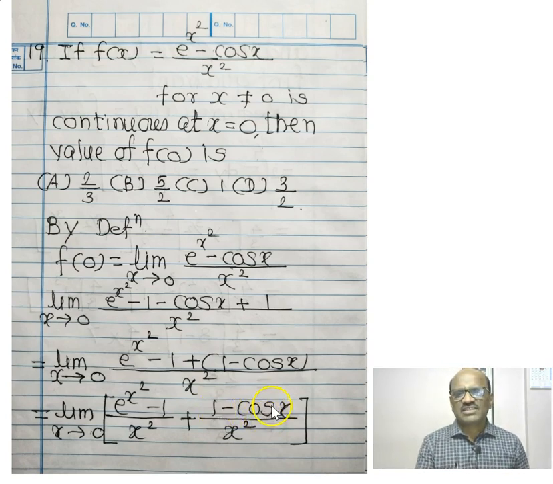Now to solve this limit, multiply the numerator and denominator by 1 + cos x, then you will get (1 − cos²x)/x², that is sin²x/x² × 1/(1 + cos x), that is 1 + 1, that is 1/2 × 1, that is 1/2. That is 1 + 1/2, that is 3/2. And hence option D is the correct one.